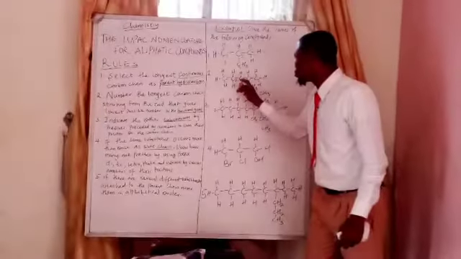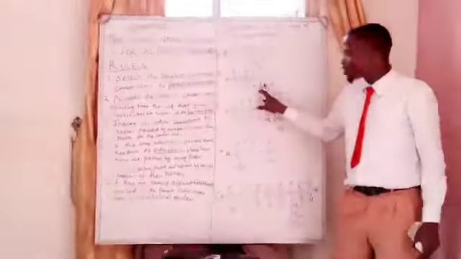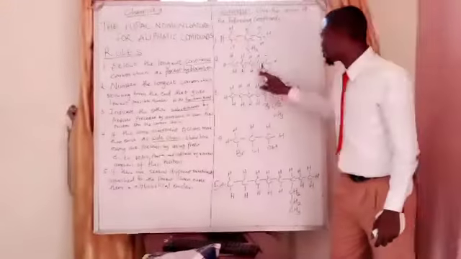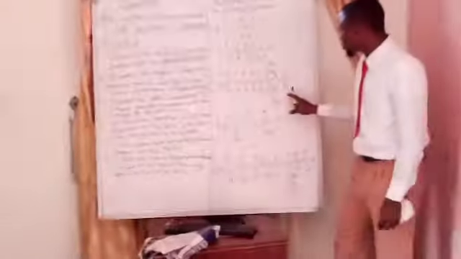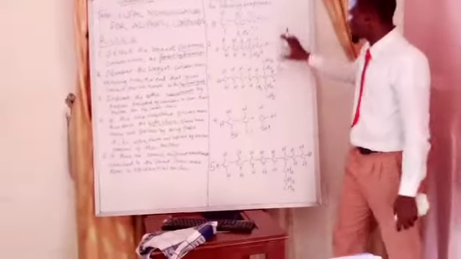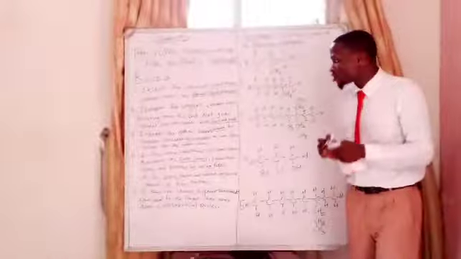1, 2, 3, 4, 5. There is no other carbon atom attached to this. Or 1, 2, 3. This is shorter. Or 1, 2, 3, 4, 5. Good. Look at this as well. But before we get here, the second point is to give the functional group the lowest number possible.